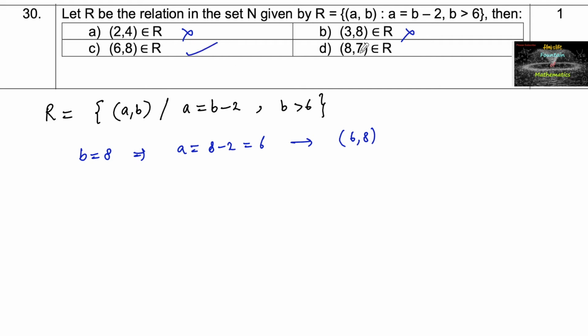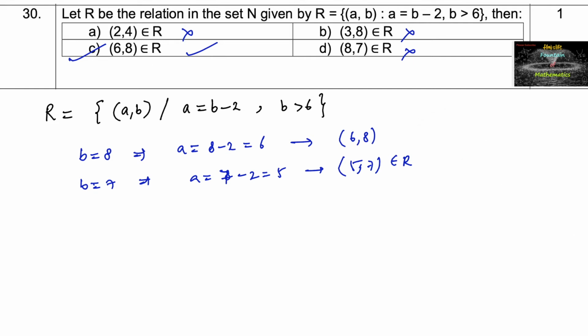Let us check the fourth option also. For b is equal to 7, a is equal to b minus 2, that is 7 minus 2, which is equal to 5. So 5 comma 7 must belong to the relation, but here 8 comma 7 is there, so the fourth option is also wrong. So only one option is correct, that is C. Option C is the answer.